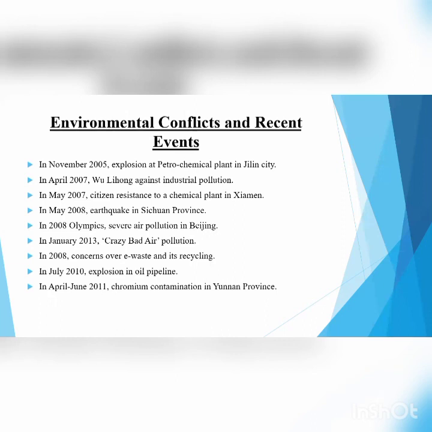So, some environmental conflicts and recent events which show the environmental challenges being faced in China include an explosion at the petrochemical plant in 2005, then industrial pollution and Wu Lihong protesting against it, then citizen resistance to a chemical plant being proposed in Xiamen, the earthquake in Sichuan province, severe air pollution at the Olympics, the crazy bad air pollution observed in January 2013, concerns over e-waste and recycling, and an explosion in the oil pipeline.